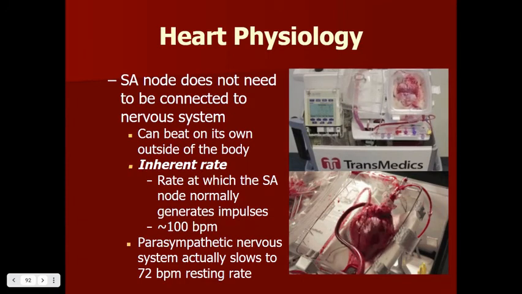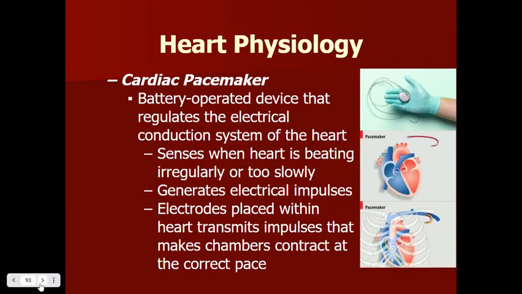But when connected to the brain, the parasympathetic nervous system, which is the nervous system that kind of slows everything down, slows our heartbeat to about 72 beats per minute resting.